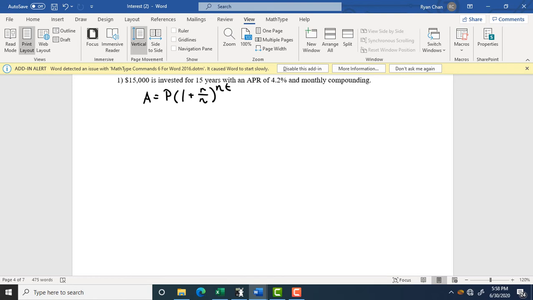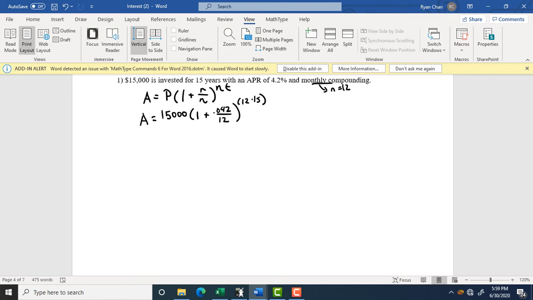Okay, so let's take a look at here. My P is 15,000 because that's how much I'm starting off with. My R is 0.042. My monthly compounding, so N is 12. And then I have 15 years, so my T is 15. Okay. Now, when you do this, just be really careful. Do order of operations. Please show your work as much as possible.